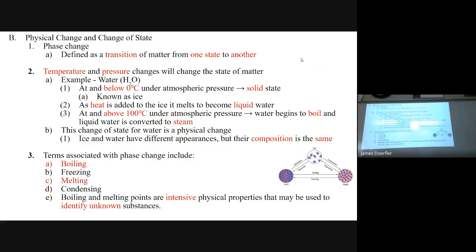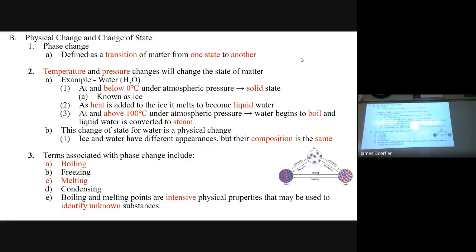When we talk about phase change, we like to use the terms boiling, freezing, melting, condensing. Now, boiling and melting points are intensive properties. We talked about what an intensive property was in the first section. That means it is independent of amount. I could have an ounce of water or a gallon of water. Each one of those amounts is still going to either boil or melt at the same temperature.